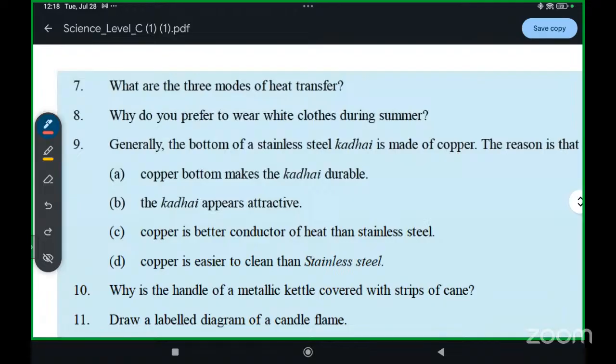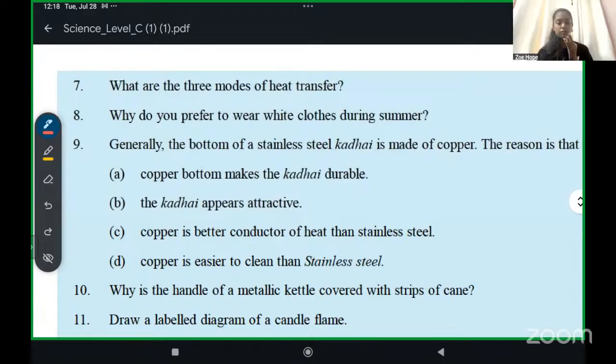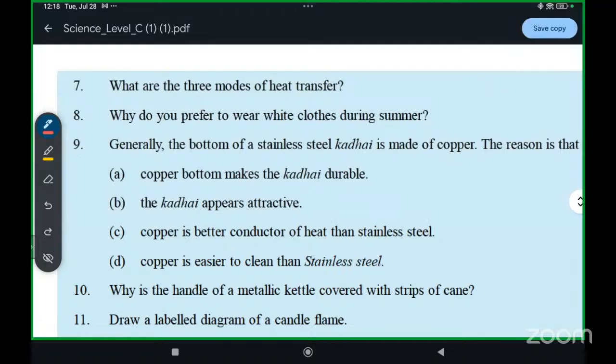Zoe, why do you prefer to wear white clothes during summer? Because dark clothes absorb more heat than light clothes. Yeah. Light clothes absorb less heat and they allow air to pass through them easily. So when the air passes through them easily, we feel more comfortable. We don't feel much hot in white clothes during summer. That's why we prefer white clothes.